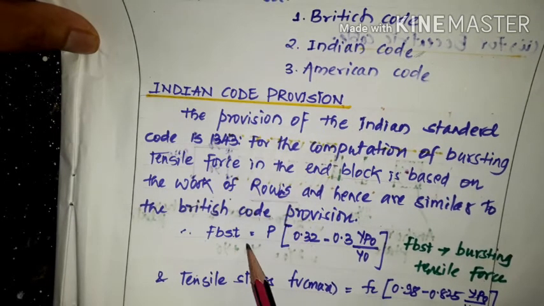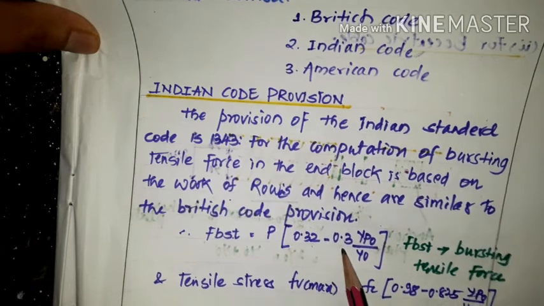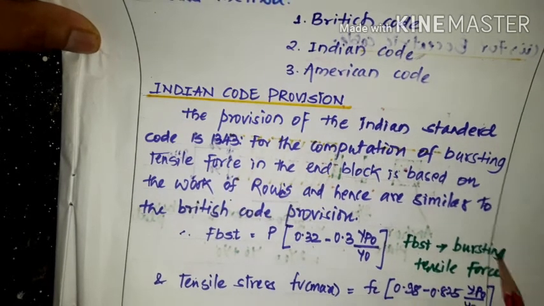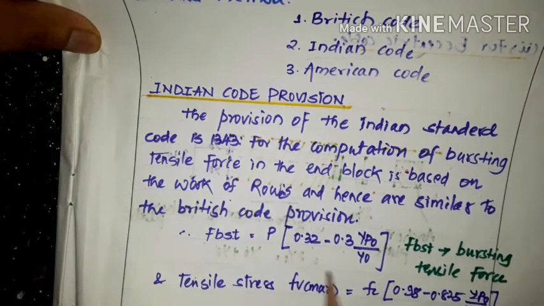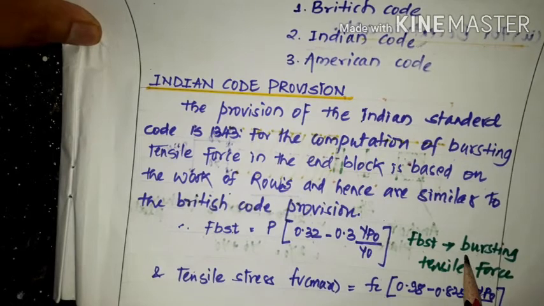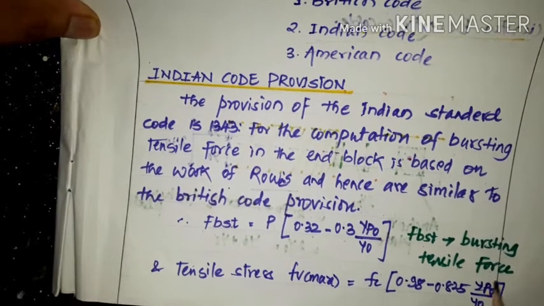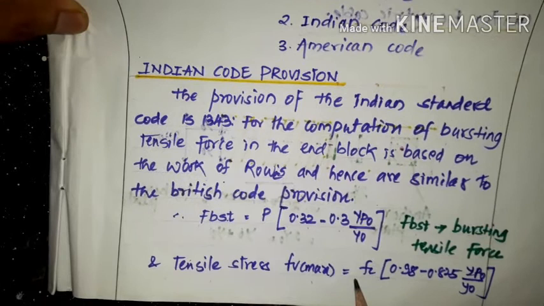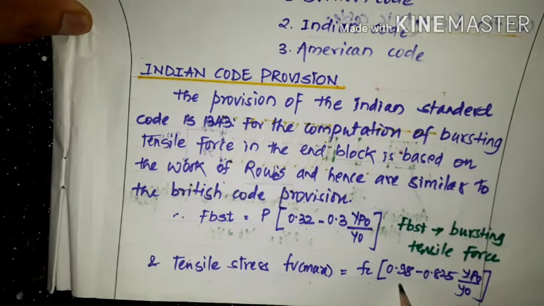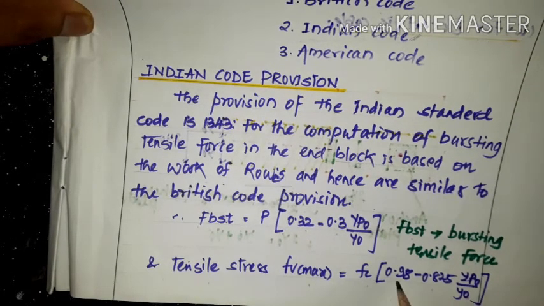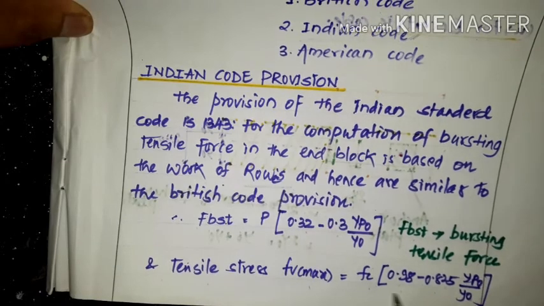F_bst is equal to P into bracket of 0.32 minus 0.3 Ypo upon Yo, where F_bst is the bursting tensile force. By using this equation we are going to find the bursting force developed in the concrete. After that we find the tensile stress, which is equal to fc into bracket of 0.98 minus 0.825 Ypo upon Yo.